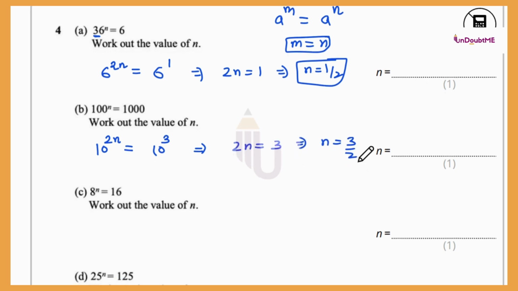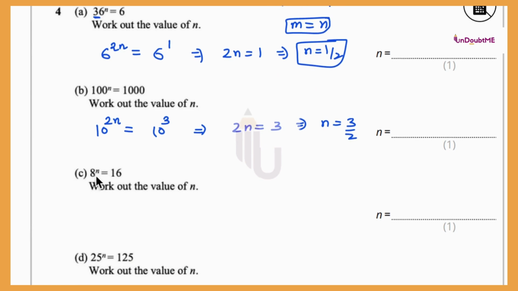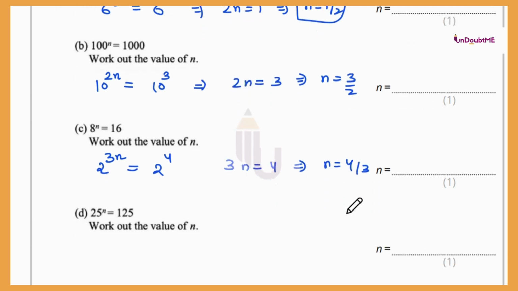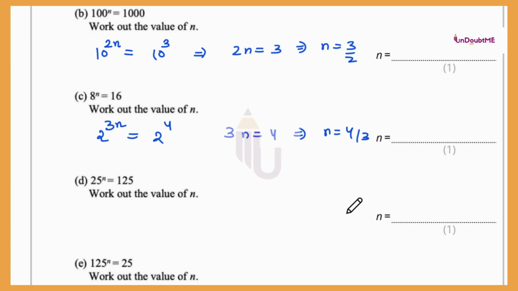Then 8 to the power n. 8 can be written as 2 to the power 3, so it will be 2^3n is equal to 2 to the power 4. Bases are the same, so powers can be equated, and we can get n is equal to 4 by 3. Then 25 can be written as 5^2n. 125 is 5 to the power 3, and 2n is equal to 3 will give me n is equal to 3 by 2.